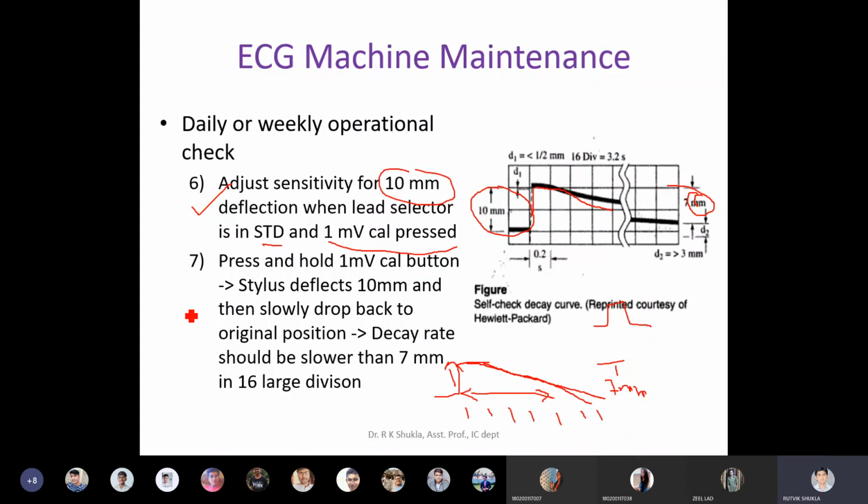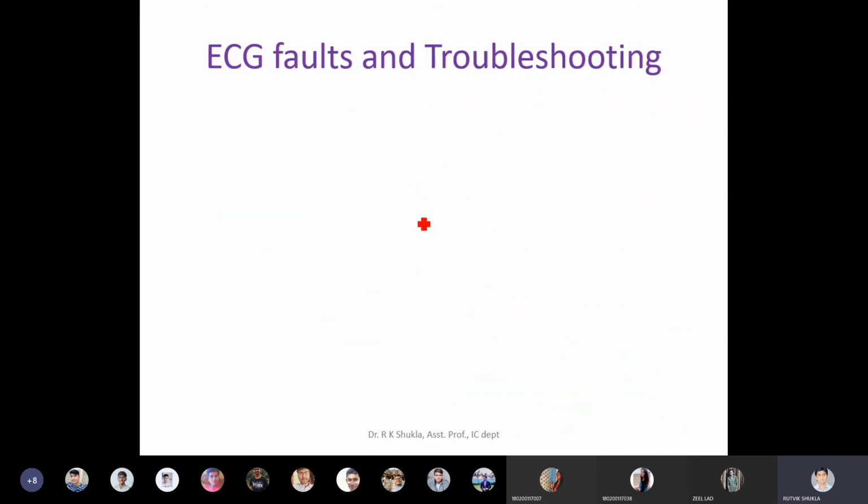By performing these 7 steps, they are performing the ECG machine maintenance. This particular curve is called the self check decay curve. Clear? This is another thing. After doing this, they can say that the machine is calibrated. Now the machine is ready to use for diagnosis purposes.